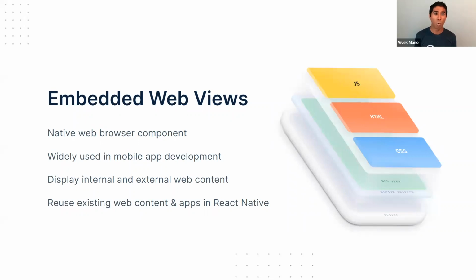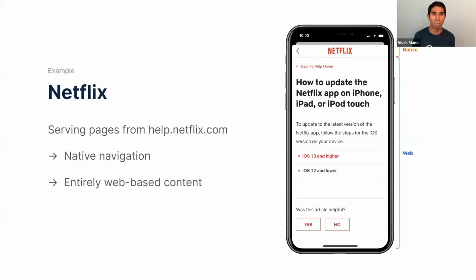Embedded web views take advantage of the native browser component. These are provided by Apple and Google, and they're part of the native SDKs. And because it's widely used in mobile app development, web views can be used to display both internal and external web content. We'll dive into this in just a moment. What's most exciting about this is that you can potentially reuse existing web content and apps within your React Native applications. So just to give an example of what I'm talking about with an embedded web view.